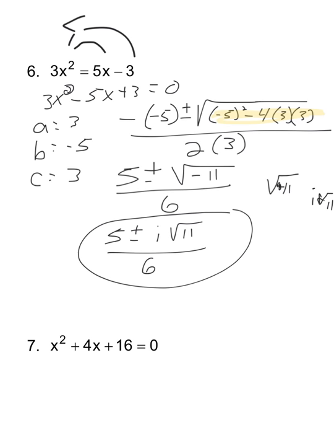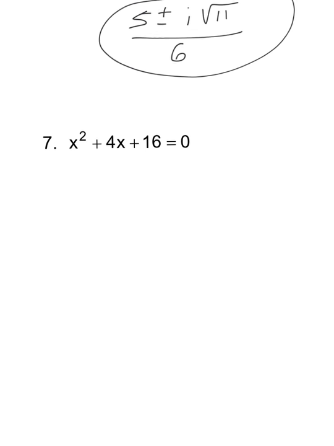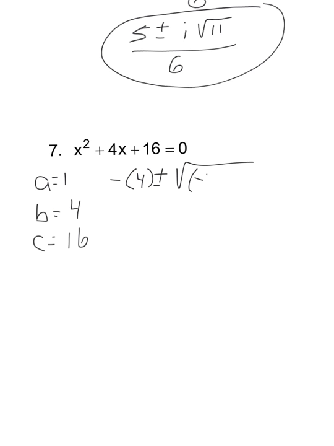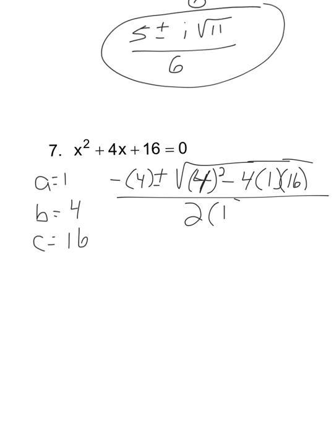Moving on to number 7. It is in ABC order already. My x squareds are first, then my x's, then my regular numbers, then equals 0. So A, B, C. A is 1, B is 4, C is 16. Put them into my formula. Minus B, which is 4, plus or minus square root of B squared. So that is 4 squared minus 4 times A, which is 1, times C, which is 16, all over 2 times A, which is 1.